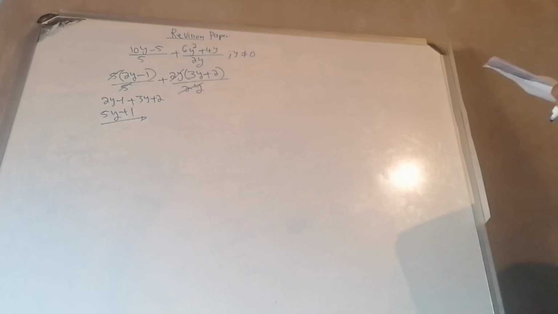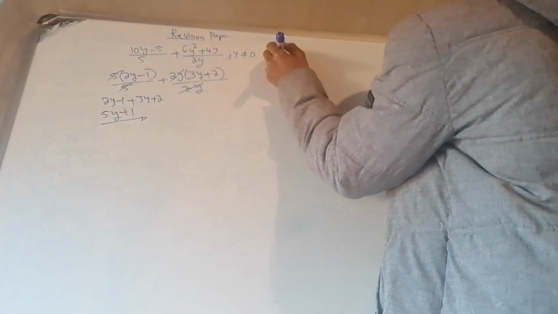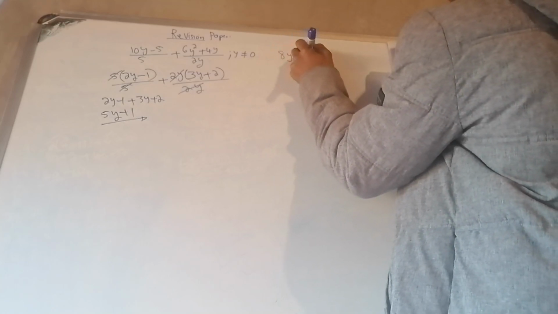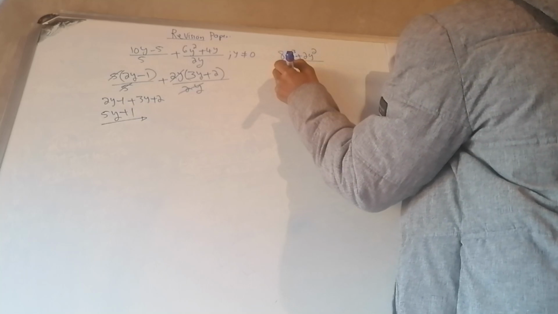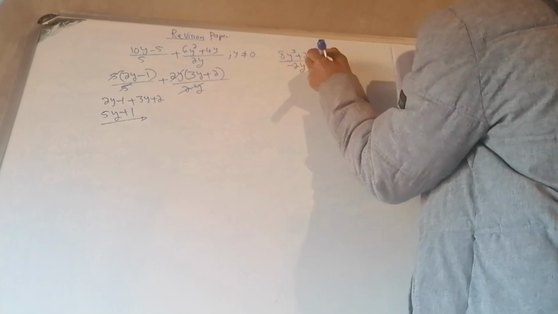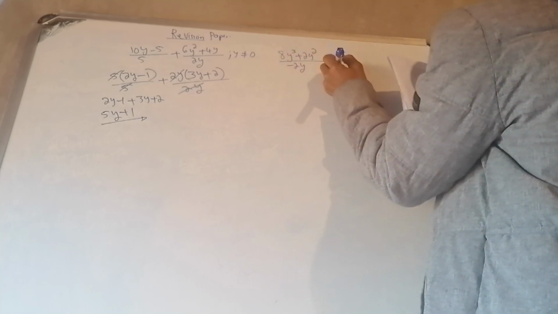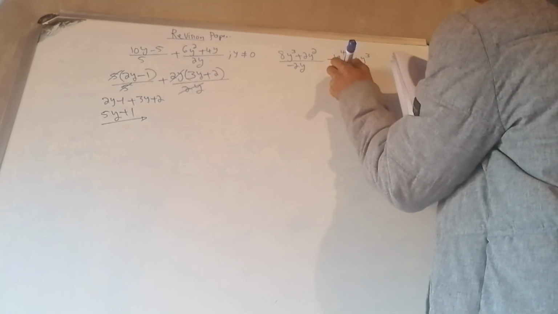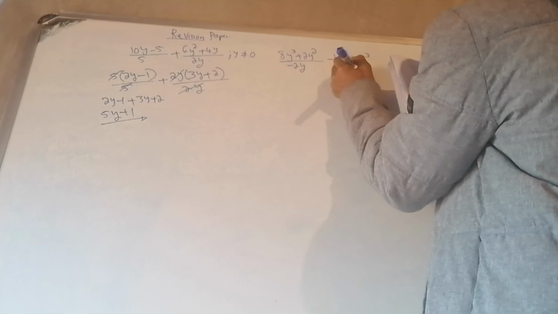Right, I will show you the second one: (8y³ + 2y²)/(-2y) minus (y⁴ - 4y³)/y².